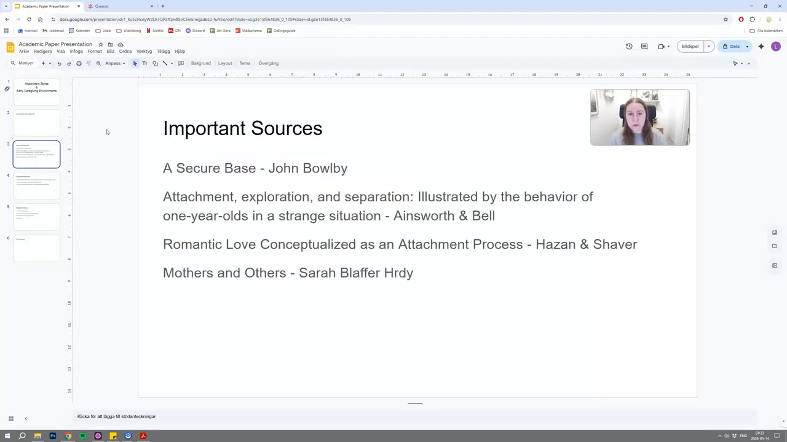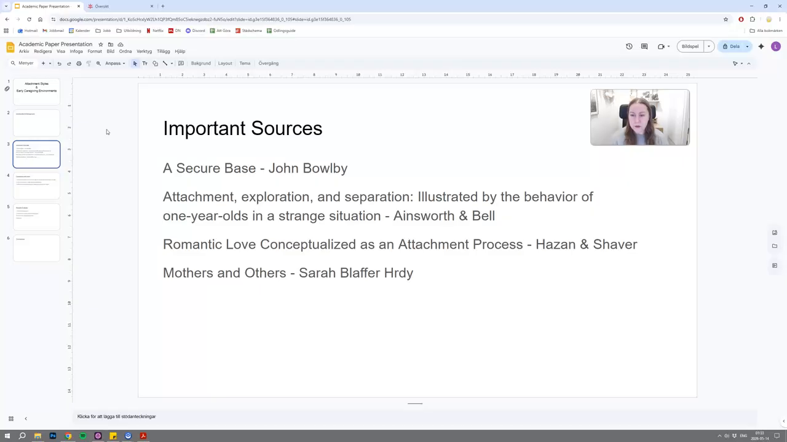And the sources I used for this are first the book A Secure Base by John Bowlby, who is the founder of attachment theory, and he collaborated a lot with Ainsworth, so I also used the paper Attachment, Exploration and Separation, Illustrated by the Behavior of 1-year-olds in a Strange Situation by Ainsworth and Bell, where they used what they called the Strange Situation Experiment to explore if attachment existed, if it was a biological thing and not just a theory, and in that case how it looked, how it appeared, how it manifested in children.